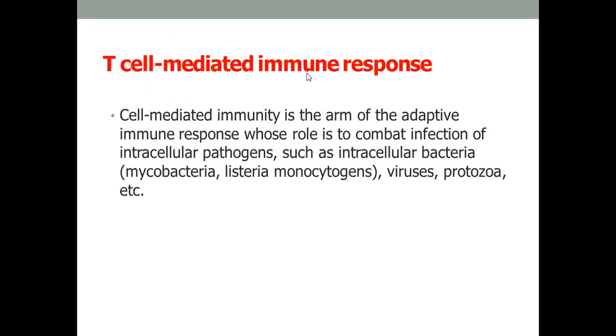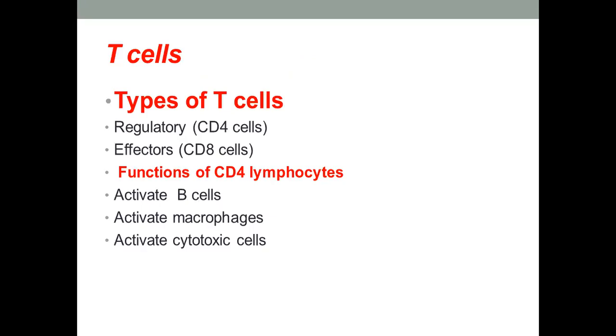The T cell mediated immune response is the arm of the adaptive immune response whose role is to combat infection by intracellular pathogens such as intracellular bacteria, mycobacteria, Listeria monocytogenes, viruses, protozoa, etc. There are different types of T cells: the regulatory cells and the effector cells. Regulatory cells are the helper cells, the CD4 cells. The effector cells produce the ultimate effect, that is the killing of viruses, bacteria, and other pathogens, and these are CD8 cells.